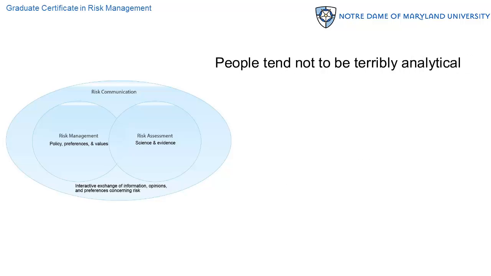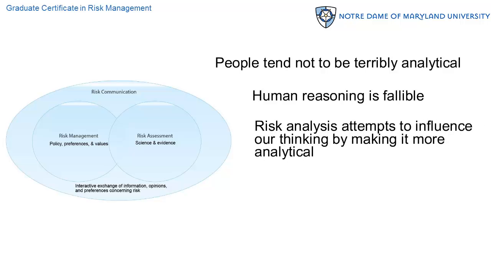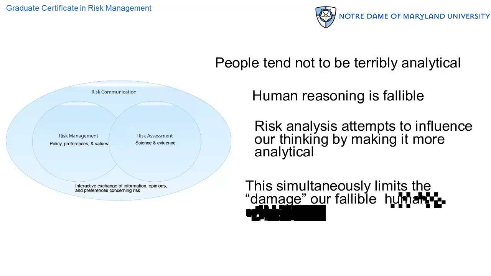People are not terribly analytical, and our human reasoning is fallible. We see that in people all around us. We're especially good at seeing it in people all around us. We're not quite so good at seeing it in ourselves. But we're all subject to this fallible reasoning. Therefore, when we do risk analysis, we're trying to influence our thinking and make it more analytical. To the extent that succeeds, we can limit the damage that fallible thinking does. So in this video, we're going to identify a couple aspects of our thinking that makes it quite fallible.